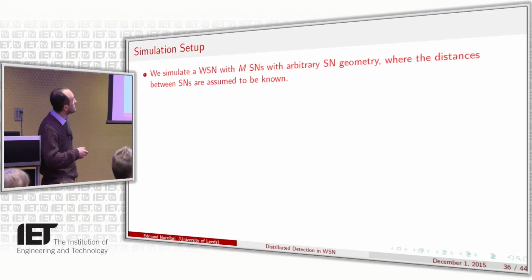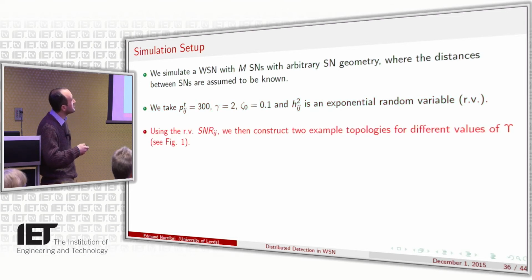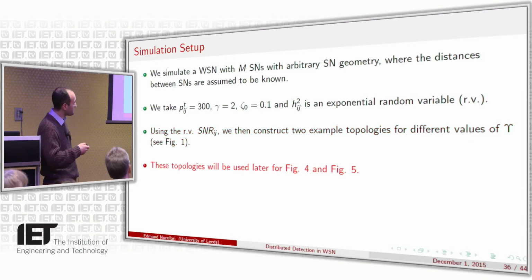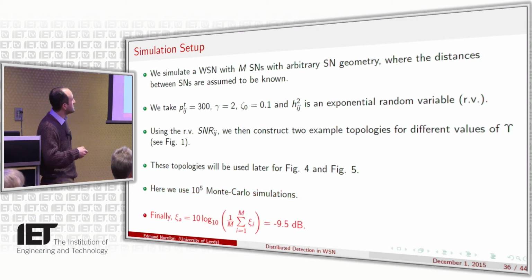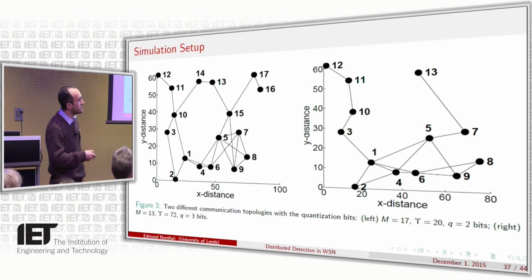In the simulation results, we have a wireless sensor network with M sensor nodes. These are the parameters for transmit power, this is the path loss coefficient, and these are the fading channel coefficients. We construct two topologies which we will use later on. These are shown in figures 4 and 5. This is the average SNR that we use. These are the topologies that we are going to be using in the simulation results. This is for epsilon 72, which corresponds to 3 bits, and the other one is with 2 bits. As you can see, 3 bits is sparser, 2 bits is more dense.